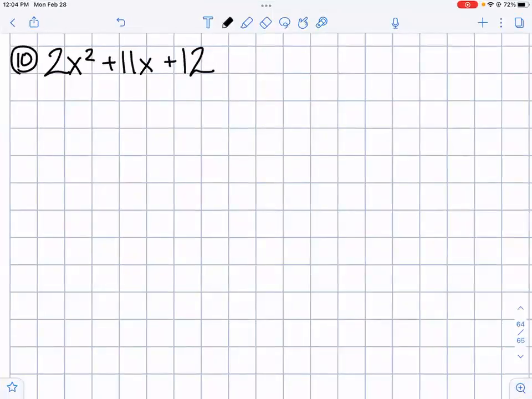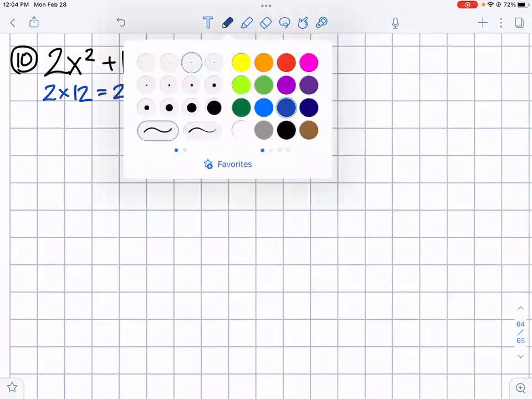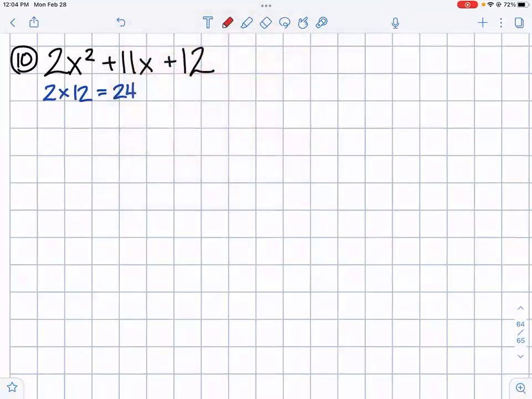Okay, so first one, what do we have to do first? 2 times 12, and they're both positive. 2 times 12 is 24. So we need factors of 24 that add up to 11. They're both going to be positive. 8 times 3 is 24, and 8 plus 3 is 11. Perfect. So rewrite the problem.